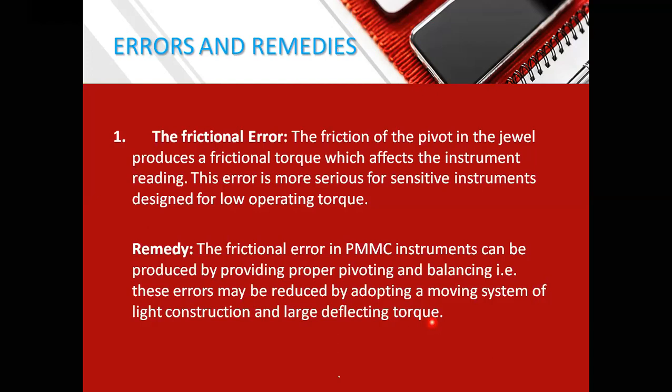And the third one is we have to design the PMMC in such a manner that it gets large deflecting torques, even for low operating currents. So this is how we can reduce the frictional errors. This is how we can tackle the frictional error that we see in our PMMC instrument.